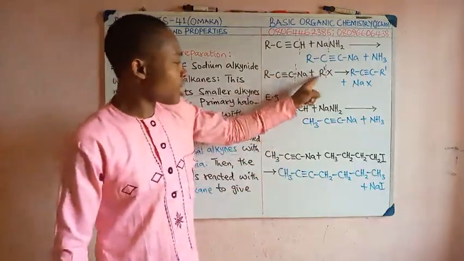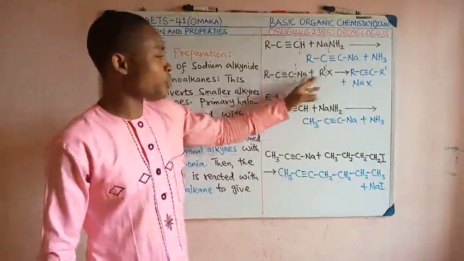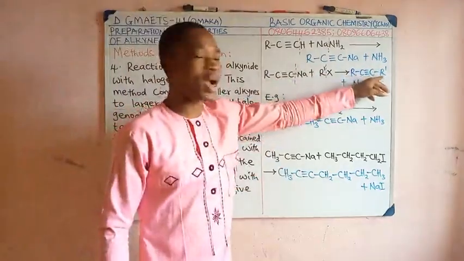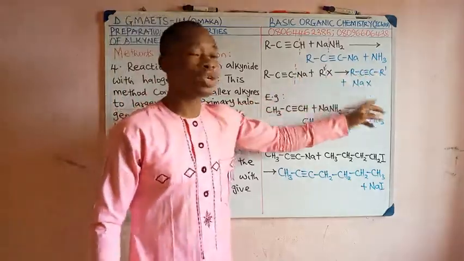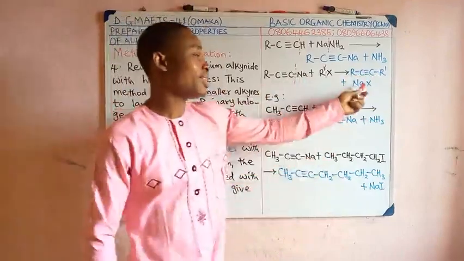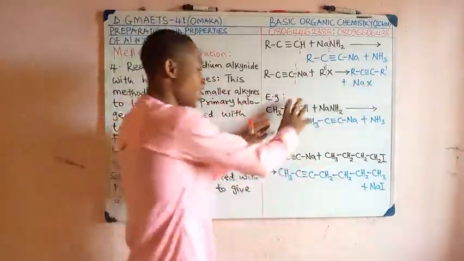Okay, so if this R prime takes this position, as the R prime takes this position, you will get the larger alkyne. So this is the larger what? Alkyne. Sodium will react with this halogen to give us sodium halide. Is that okay? So let us quickly look at an example here.